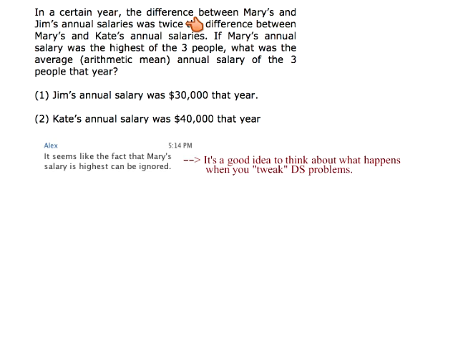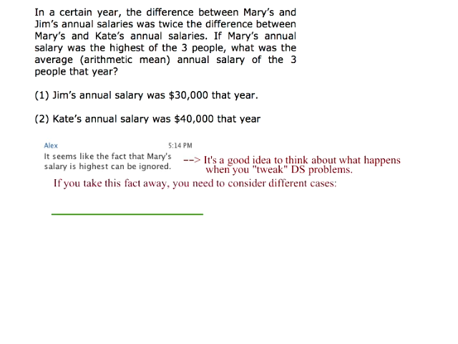So here's the problem. If you ignore the fact that Mary's salary is highest, then you have multiple possibilities. If you don't know that Mary has the highest salary, then you have to consider the cases where the other people's salaries are higher than hers. If you take this fact away, you need to consider different cases. So you have 4 cases, right? Let's just put 4 number lines. There's 4 different possibilities in this case, right? Because then you don't know, either Jim or Kate or both might make more money than Mary. So you need to consider all of those.